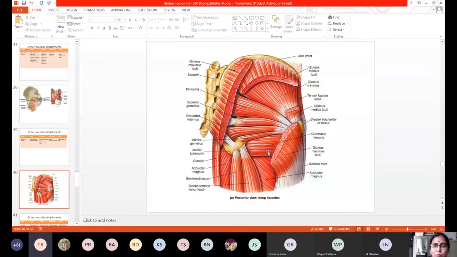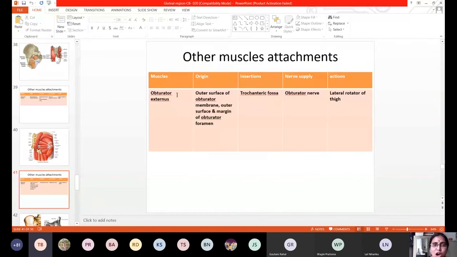One muscle lies on the pelvic surface, arising from the pelvic surface of the obturator foramen, so it is known as internus. Similarly, another muscle arises from the outer surface of the obturator foramen, known as externus. So deep to this quadratus femoris, there is a muscle known as obturator externus. Obturator externus arises from the outer surface of the obturator membrane, and the outer surface and margin of the obturator foramen. And it inserts into the fossa.